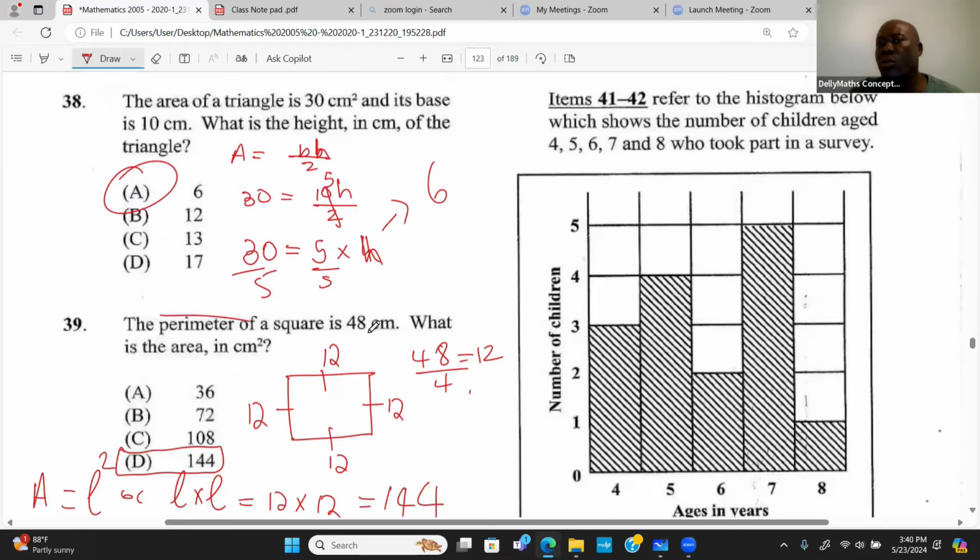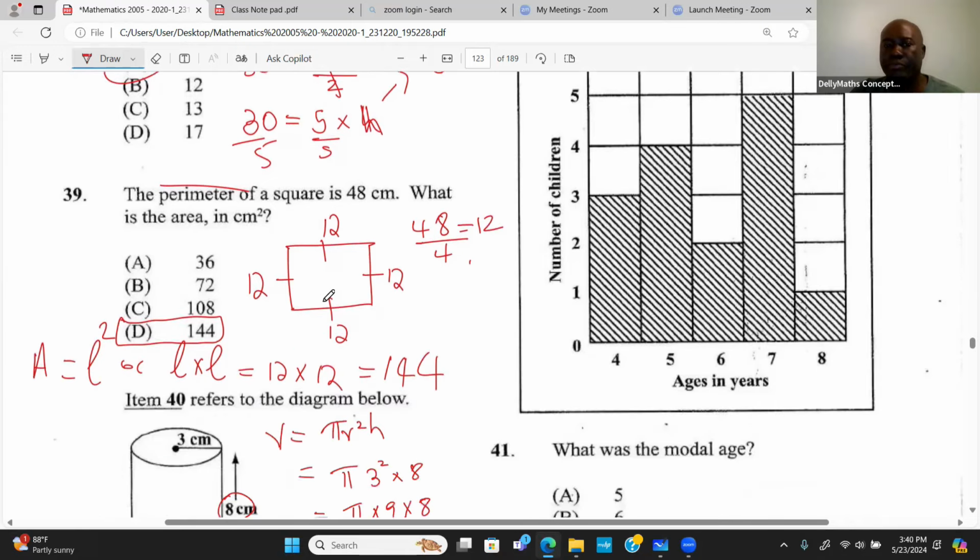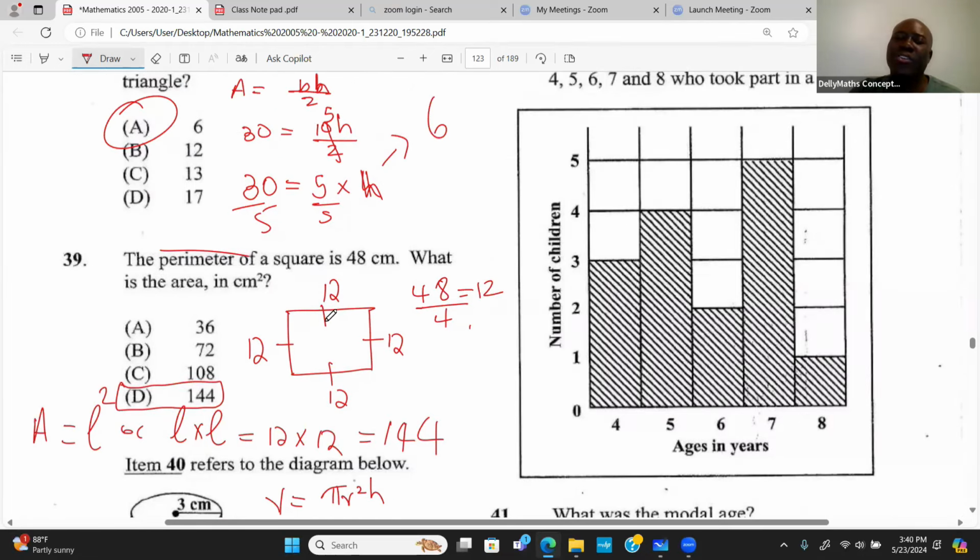It says item 41 refers to the diagram below, which shows the number of children aged 4, 5, 6, 7, and 8 who took part in a survey. Now, what is the modal age? The modal age refers to the age that occurs most frequently. It said the modal age. So which one of these occurs most frequently? You're looking for the one with the most children.